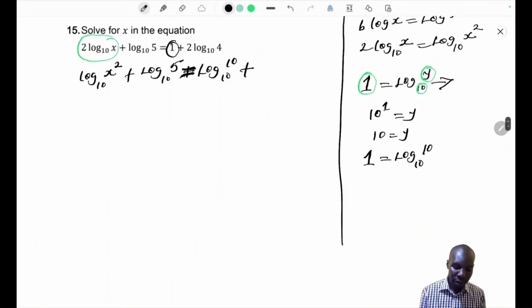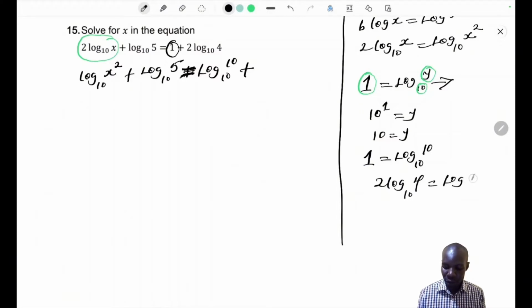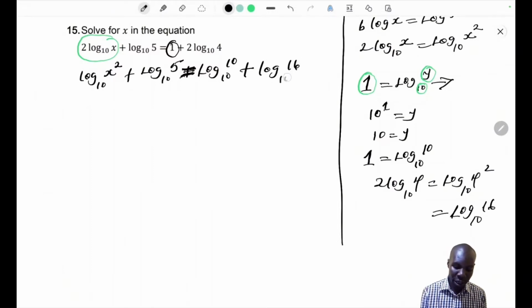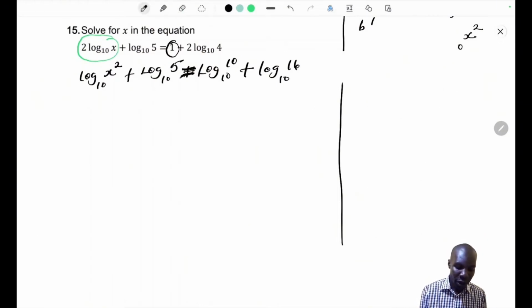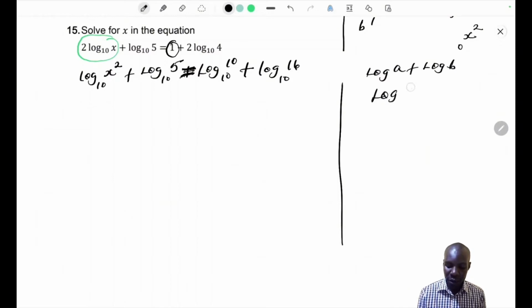plus 2 log of 4 to base 10 should be the same as log of 4 squared to base 10, which gives us log of 16 to base 10. So we have log of 16 to base 10. Then if you have log of a plus log of b, you know that this can be written as log of a times b.